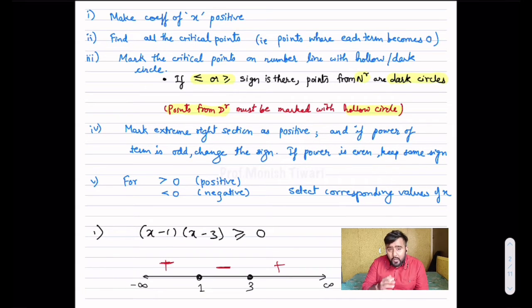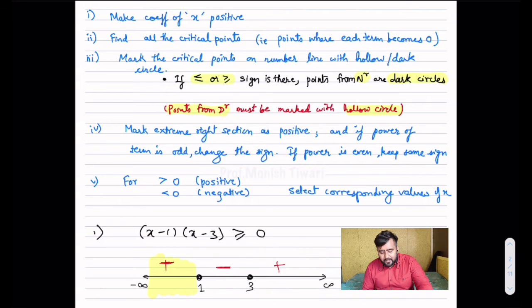Okay? Now last part and the most important part. Greater than 0 means positive, less than 0 means negative. Select corresponding values. Now the question is asked for this entire term to be greater than or equal to 0. Since there is a greater than symbol, 0. Now greater than 0 means positive. So you have to check where do you have the plus sign. So as I can see, I have plus sign in these two regions as marked here.